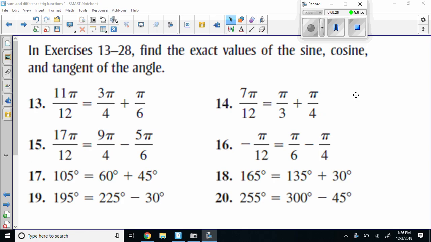In your future reference, after this class, you can split up radians, okay? 11π over 12 is 3π/4 plus π/6, right? So just be aware of that. They're going back to 45-45-90 and 30-60-90 triangles, right? The radian measures of such for those.